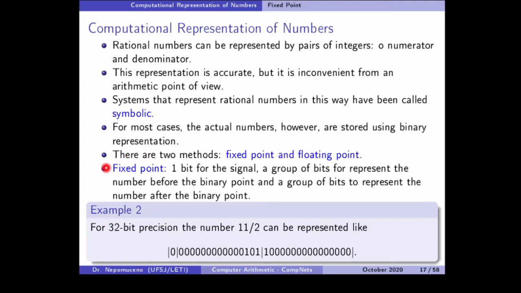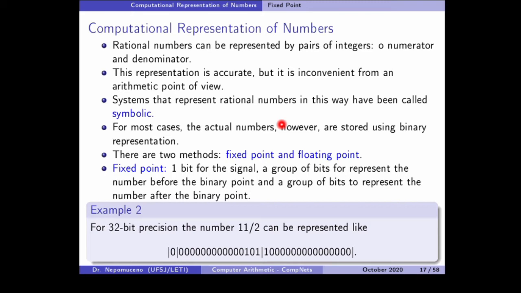Computational representation of numbers. Rational numbers can be represented by pairs of integers, a numerator and a denominator. This representation is accurate, but it's not convenient from an arithmetic point of view. Systems that represent rational numbers in this way are called symbolic. For most cases, real numbers, however, are stored using binary representation. There are two methods, fixed point and floating point.